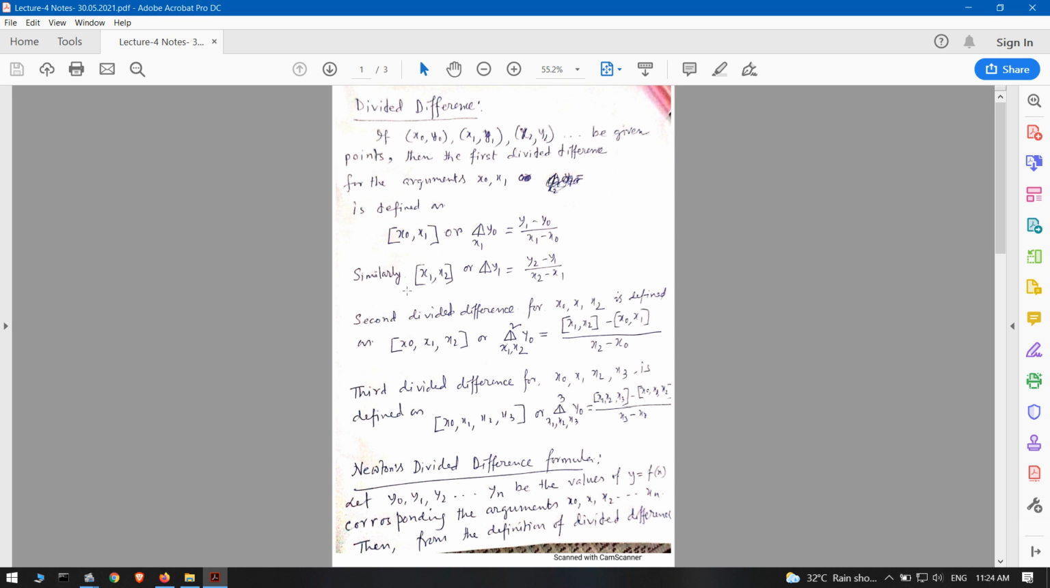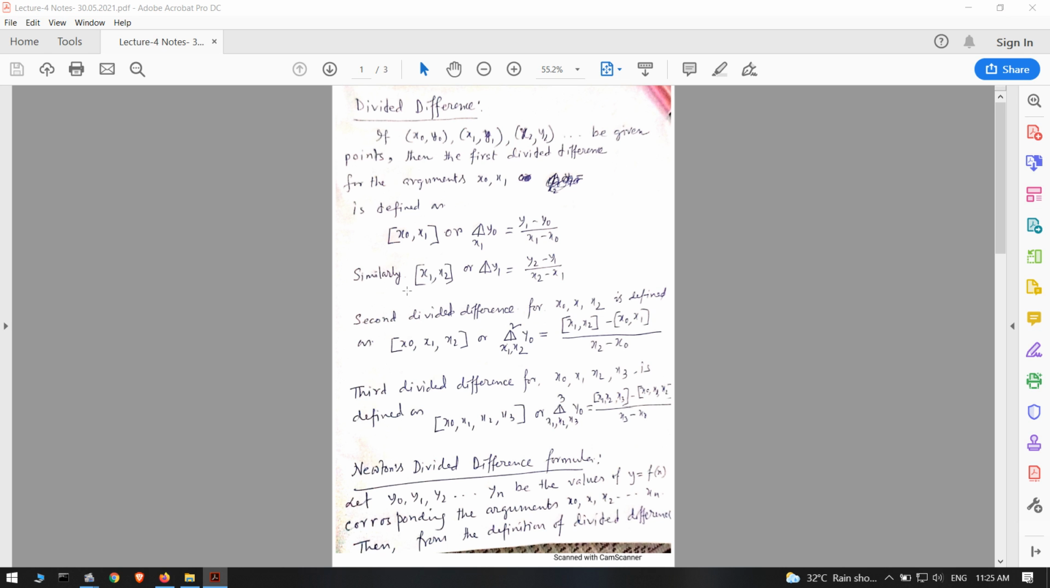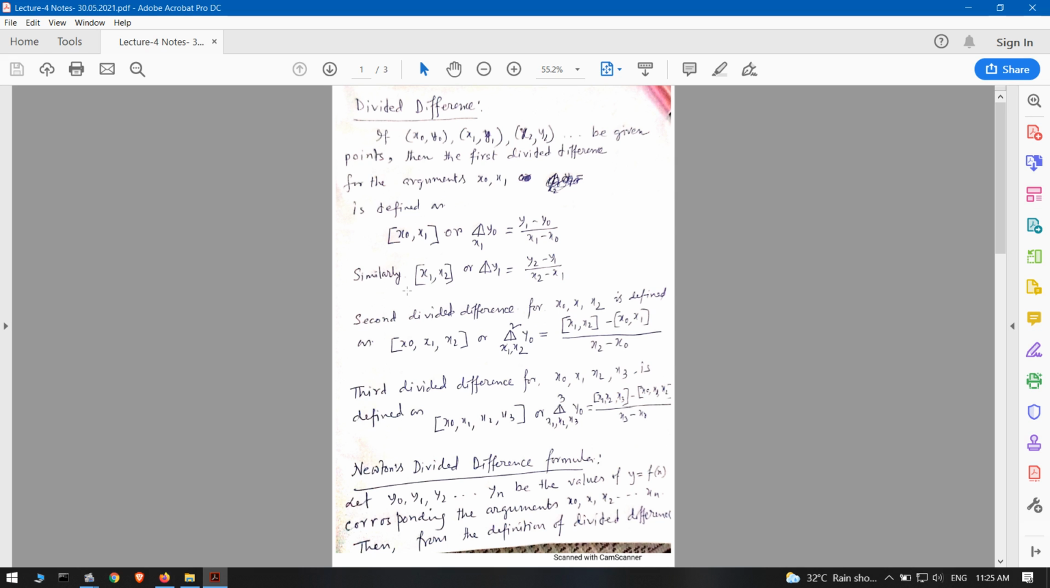So divided difference is nothing new. We have already solved earlier problems only considering differences, that is y2 minus y1 or y1 minus y0. Here divided difference means the difference between the y values divided by the difference between the x values, or independent variables. So this is the first order difference.